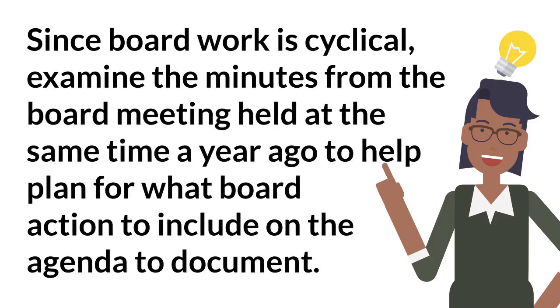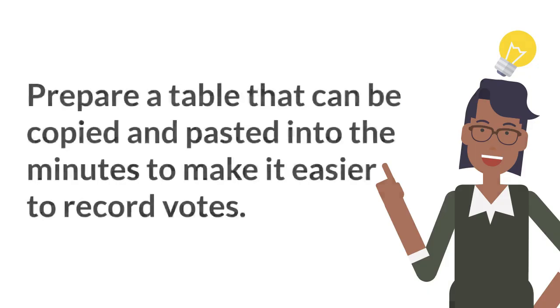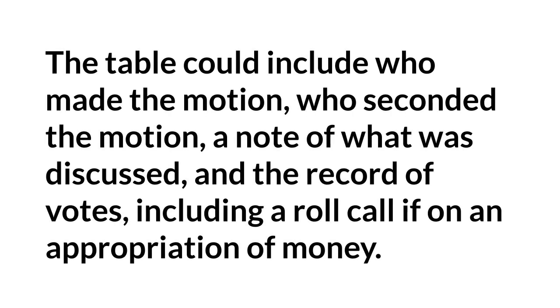Since board work is cyclical, examine the minutes from the board meeting held at the same time a year ago to help plan for what board action to include on the agenda to document. Prepare a table that can be copied and pasted into the minutes to make it easier to record votes. The table could include who made the motion, who seconded the motion, a note of what was discussed, and the record of votes, including a roll call if on an appropriation of money.